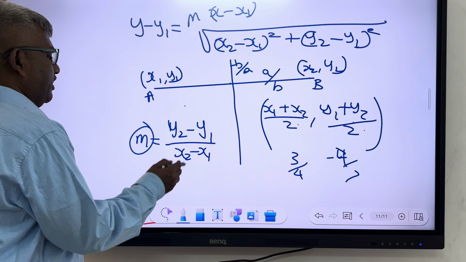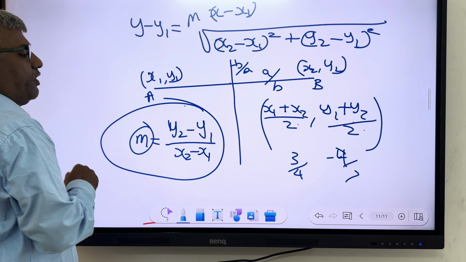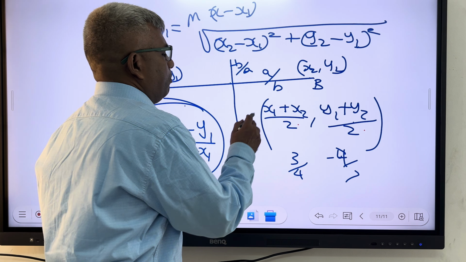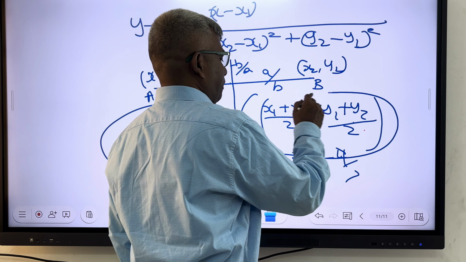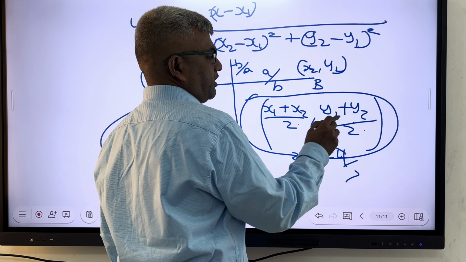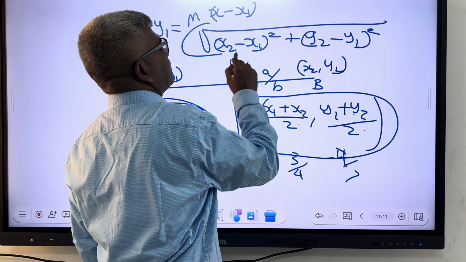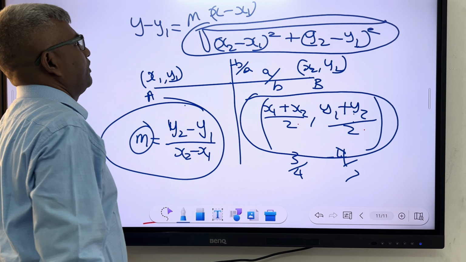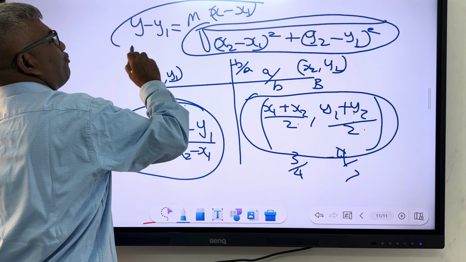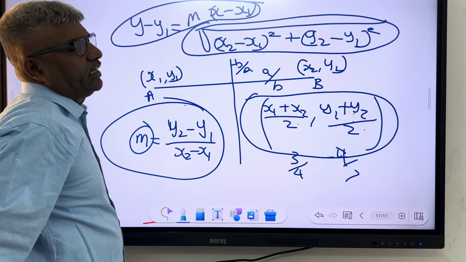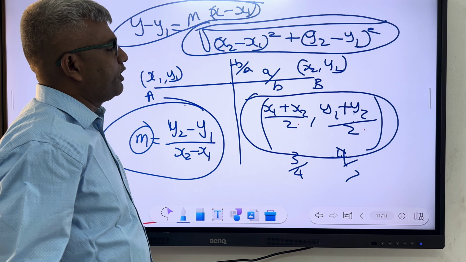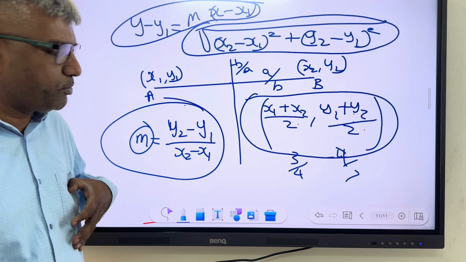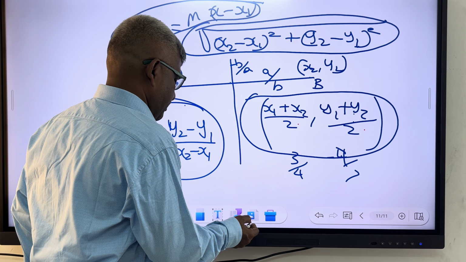Copy down. m is y2 minus y1 over x2 minus x1. Midpoint is x1 plus x2 divided by 2, comma y1 plus y2 divided by 2. Distance formula: x2 minus x1 whole square plus y2 minus y1 whole square. Equation of any line: y minus y1 is equal to m times x minus x1. Okay, copy down.